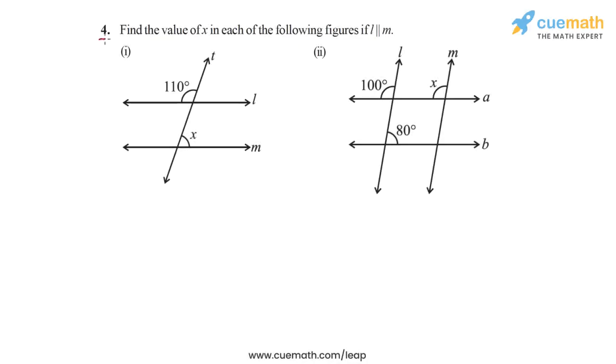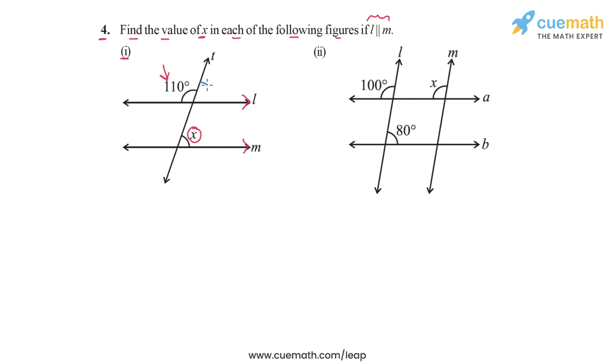In question 4, we have to find the value of x in each of the following two figures if L is parallel to M. So let's look at part 1. In part 1, this line L is parallel to M, and this is the unknown angle x that we have to find. And we can see that this angle here is marked 110 degrees.